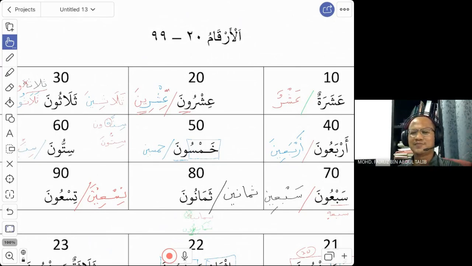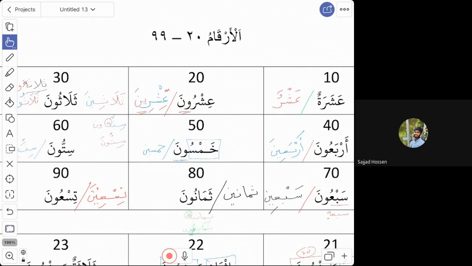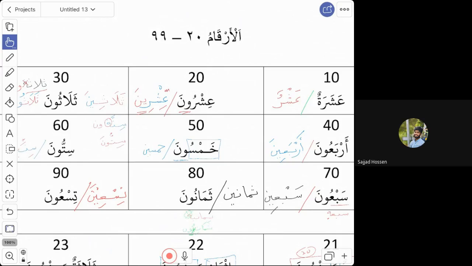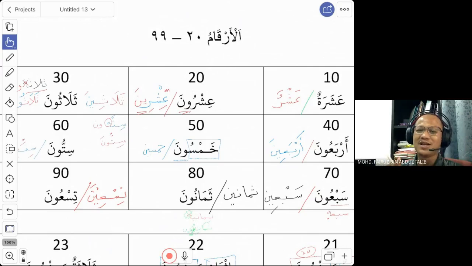Sajad, 31. Wahidatun wa salasatun. Okay, wahidatun is correct, or you say wahidun, but salasatun is not correct. Try again. Wahidun wa salasuna. You forget one word, wa. Yes, correct. Wahidun wa salasuna. Okay, good. Liai, try 32.